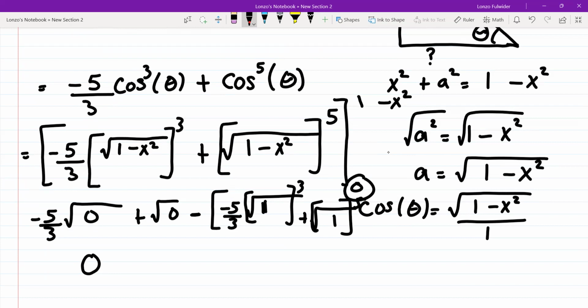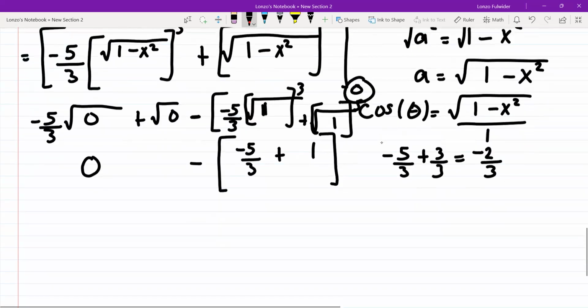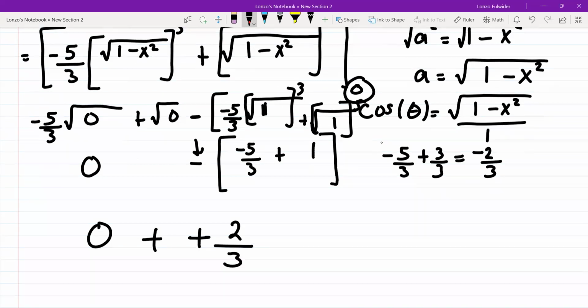So what is the square root of 1 to the 3rd power? That's 1, and then times negative 5/3. Plus, what's the square root of 1 to the 5th power? Still 1. So what is negative 5/3 plus 1? 1 could be written as 3/3, which gives negative 2/3. Keep in mind you still have this minus, so it's 0 minus a negative 2/3. Two negatives become a positive, so your final answer is 2/3.